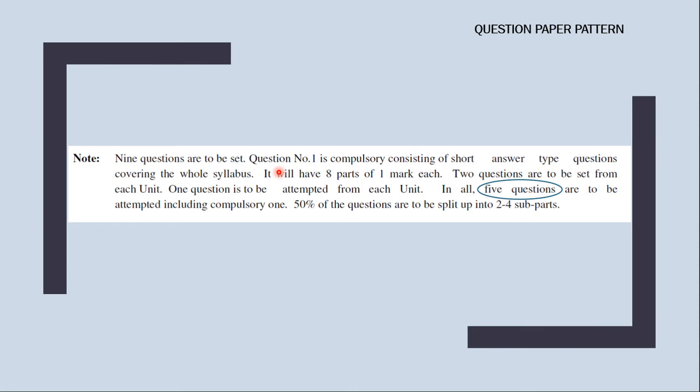Then for Units 1, 2, 3, and 4, in the question paper, there will be 2 questions each. You have to answer only 1 question. Okay. So there will be 7 marks for each of these questions. You have to answer 4 such questions, 1 from each unit. So 4 into 7 = 28 marks. And from the first question, you get 8 marks. So total question paper will be of 36 marks.